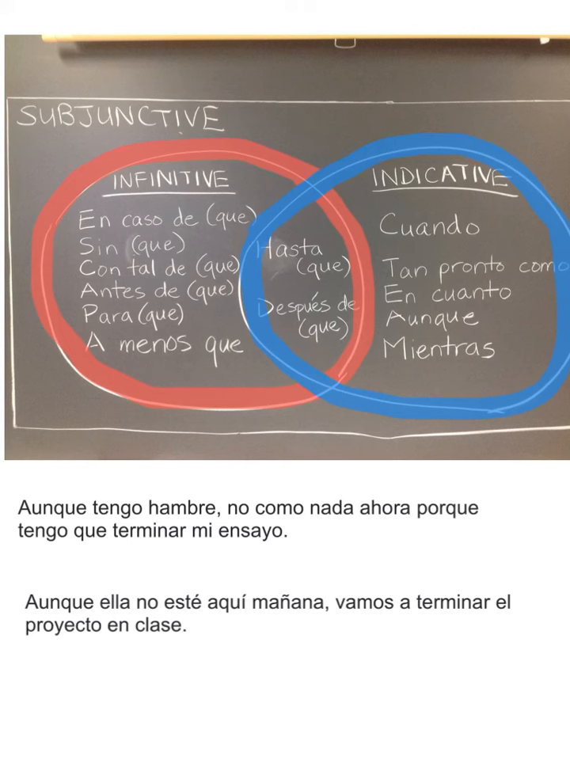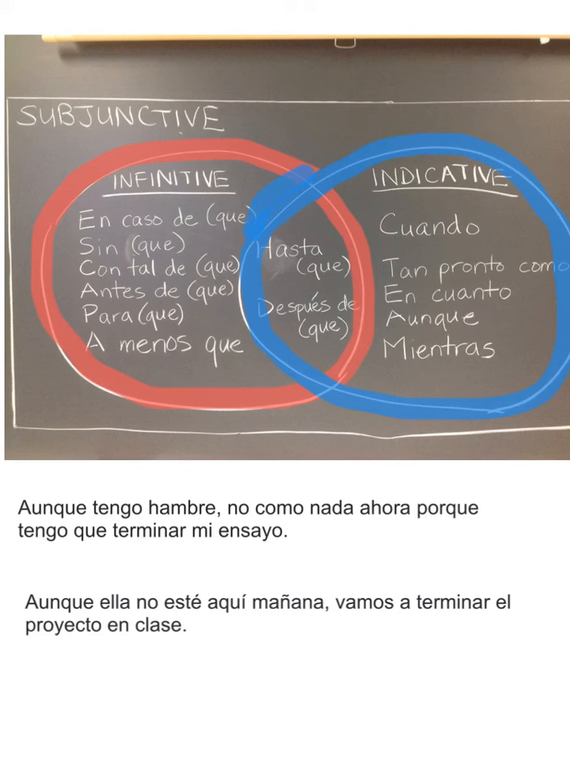So we'll start with the side that says infinitive, and we'll look solely at the part that's in the ESCAPA acronym. So en caso de que means in case of, sin que means without, con tal de que means as long as, antes de que means before, para que means so that, and a menos que means unless.